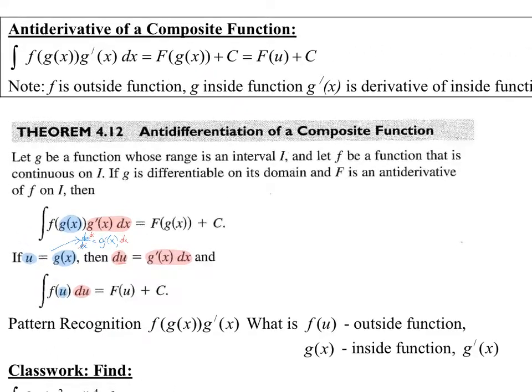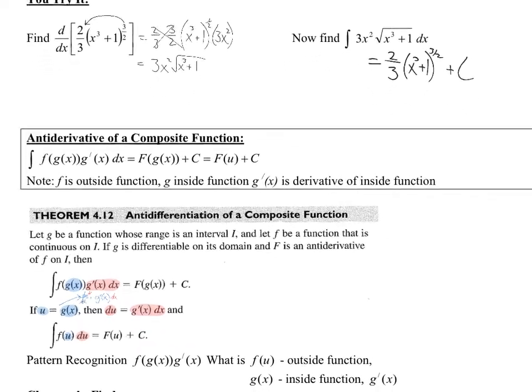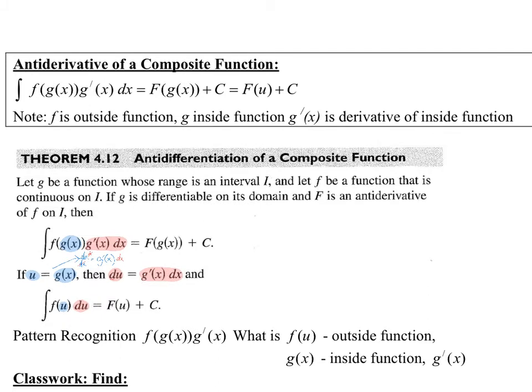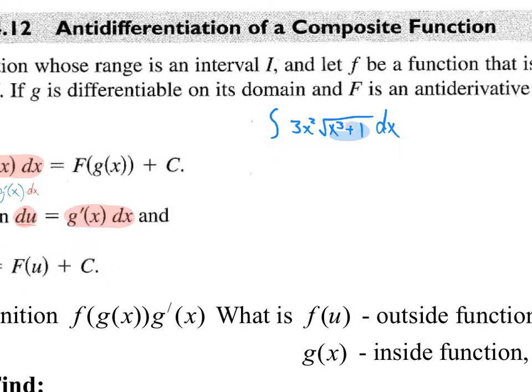So, let me go back to the example that we did up here and show you how this integral works. Okay? So, we had the integral of 3x squared radical x cubed plus 1 dx. I want to show you this u substitution. Okay, so first of all, you have to look for the inner function. The inner function is going to be this x cubed plus 1. Alright, so that u is x cubed plus 1.